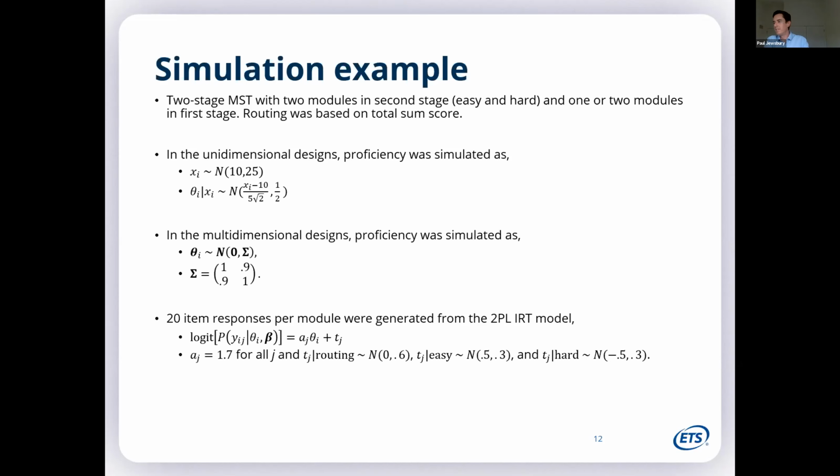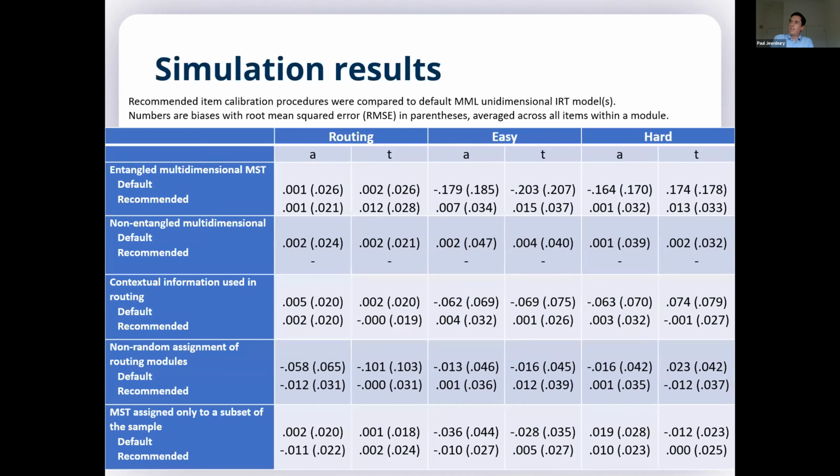The item responses were generated from the 2PL IRT model. All of the discrimination parameters are the same, but you can't stop me from calling it a 2PL model. And the intercept parameters are different, obviously, depending on the module, given that's the point of MST. For each MST design, 1,000 simulations were conducted with 5,000 simulees each. So they're relatively large calibration samples.